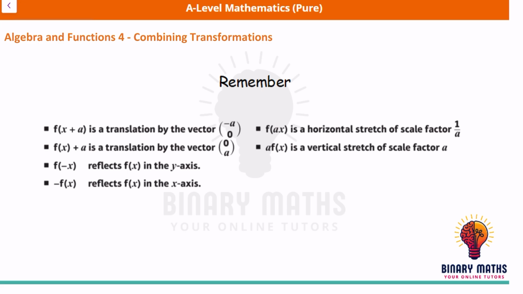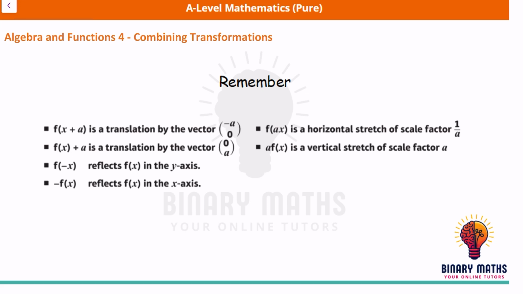So f of x plus a, with x plus a in a bracket, is a translation by the vector minus a, 0. f of x plus a with a outside the bracket is a translation by the vector 0, a. f of negative x is a reflection of f of x in the y-axis. Negative f of x is a reflection of f of x in the x-axis.